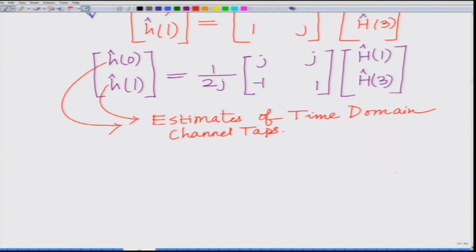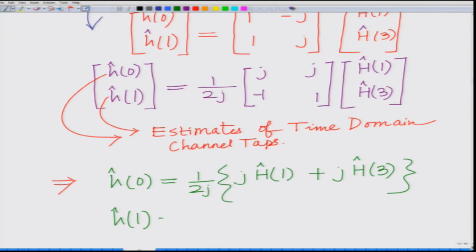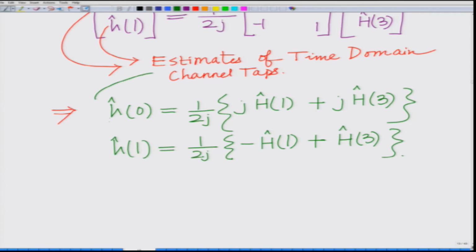And therefore, writing it out, I have h hat 0 equals 1 over 2j times j times H hat 1 plus j times H hat 3, and similarly h hat 1 is equal to 1 over 2j times minus H hat 1 plus H hat 3. Remember, these are the estimates of the channel taps in the time domain.